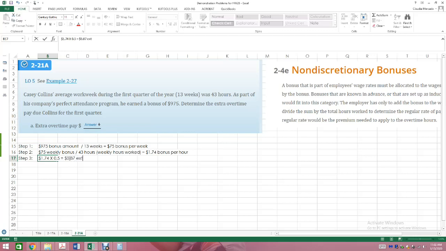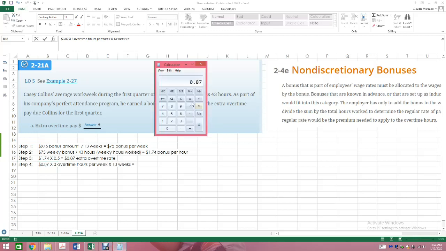That is the extra overtime rate. Okay, and then last but not least, we have our last and final step. We're going to get our extra overtime rate, which is 87 cents. I'm going to do my 87 cents times the number of hours worked each week. So every week we were working 3 hours overtime per week. And then I'm going to multiply by the number of weeks that make up the quarter, which were 13 weeks.